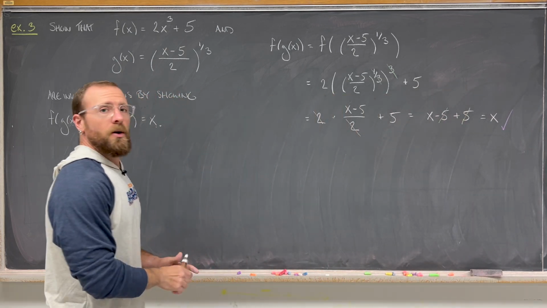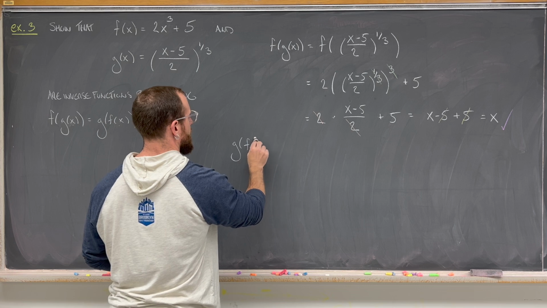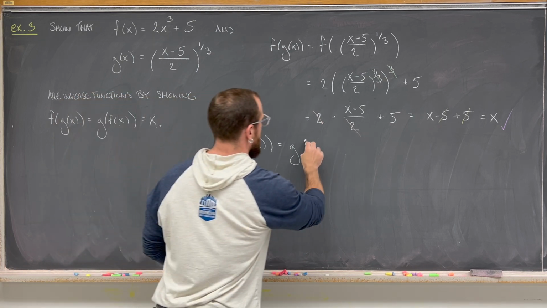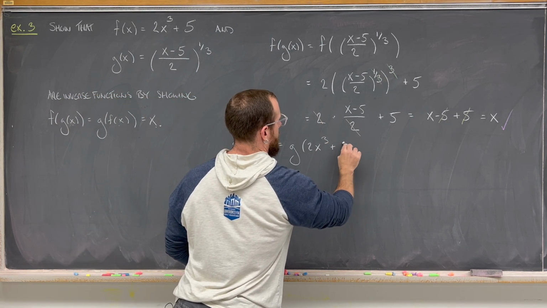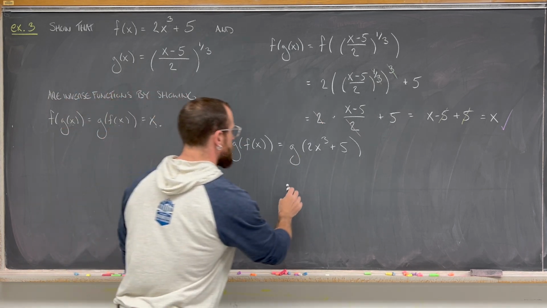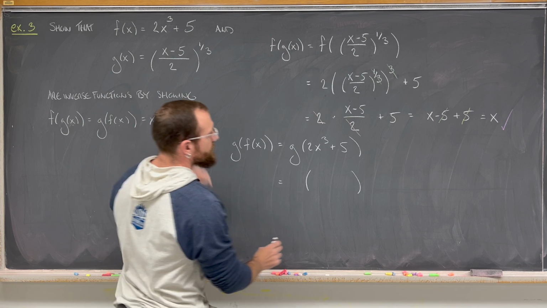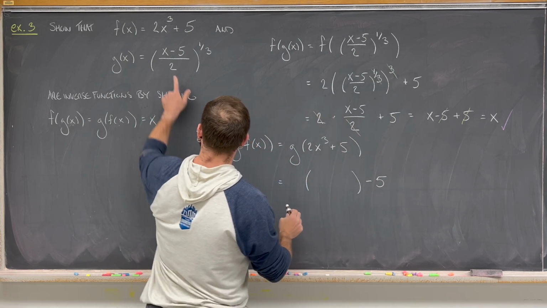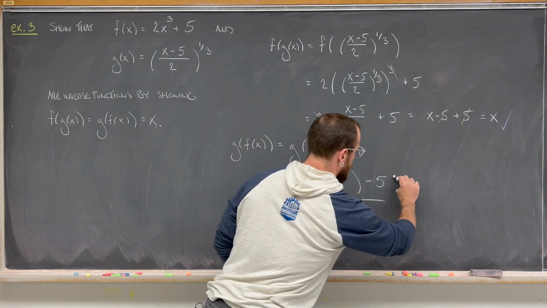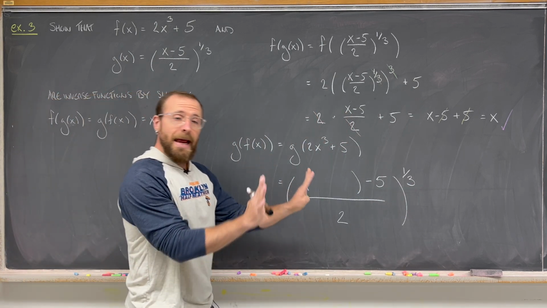Now let's show that it works when the functions are composed in the opposite order. Let's look at g of f of x. Well, that's going to be g of 2x cubed plus 5. So I have to input this expression into g. What does g do? Well, g takes its input, subtracts 5 from it, divides that by 2, and the last thing it does is it takes the cubed root of that. So that's what it does to any input.